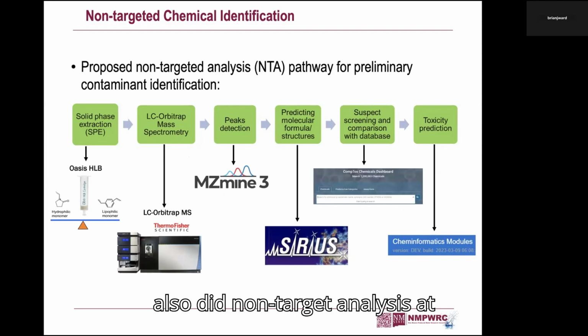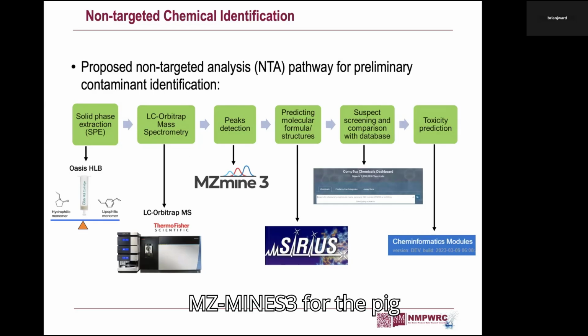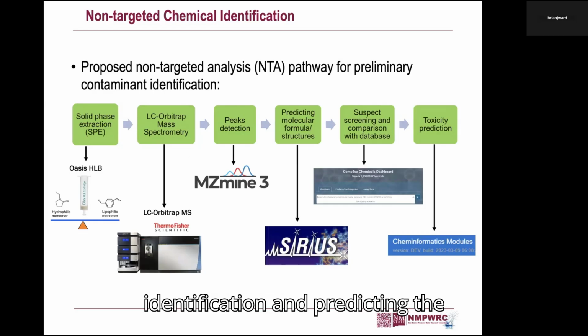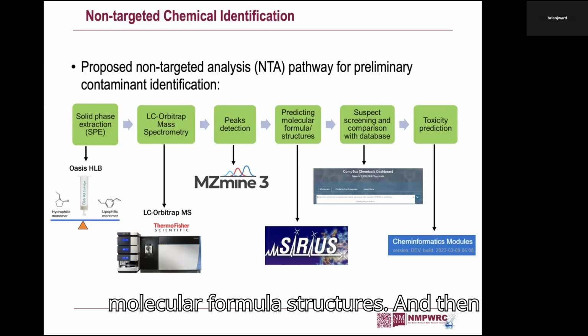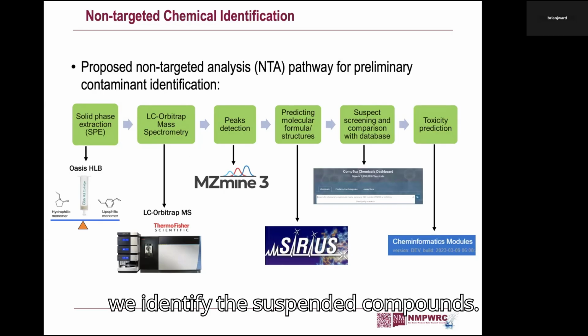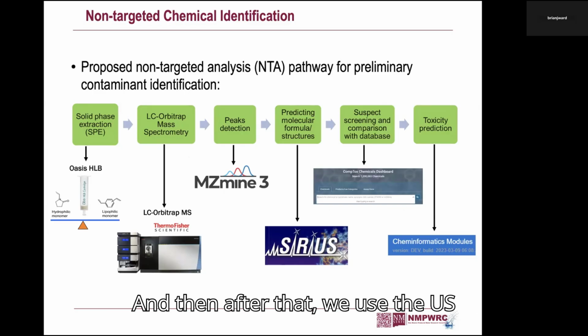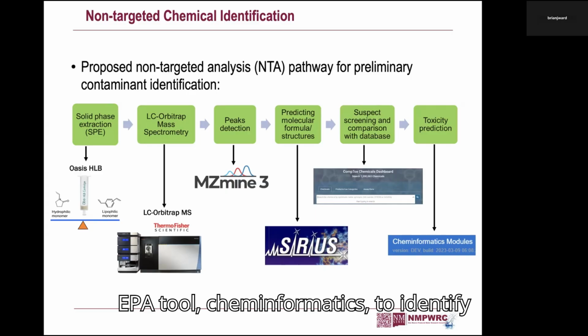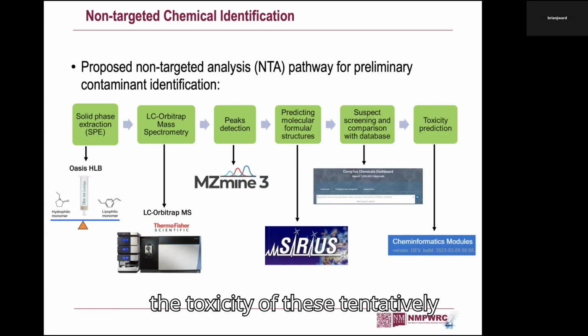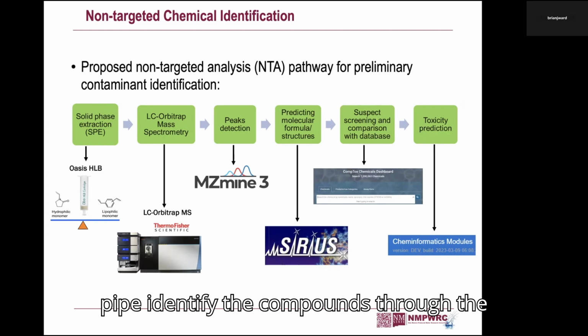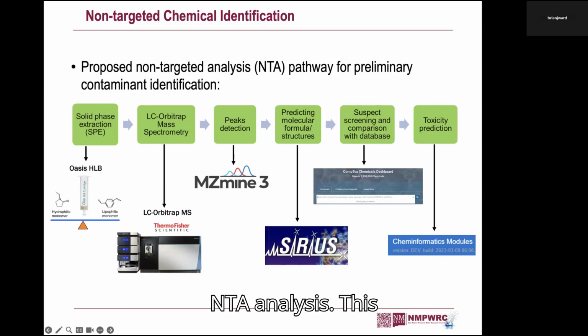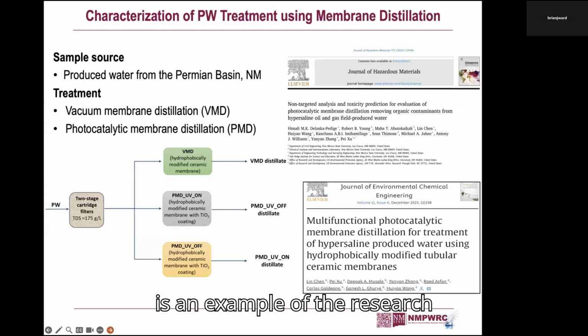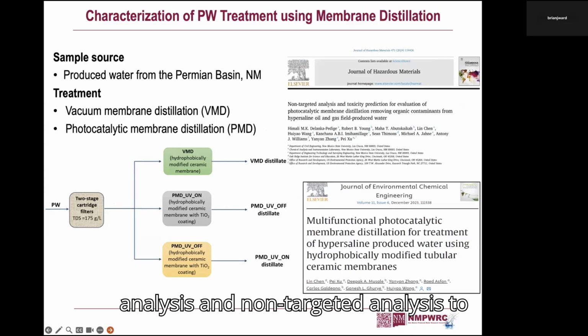And we also did non-target analysis at NMSU, including solid phase extraction and mass spectrometry using MZmine for peak identification and predicting the molecular formula structures. And then we identified the suspect compounds. After that, we used the US EPA tool, cheminformatics, to identify the toxicity of these tentatively identified compounds through the NTA analysis.